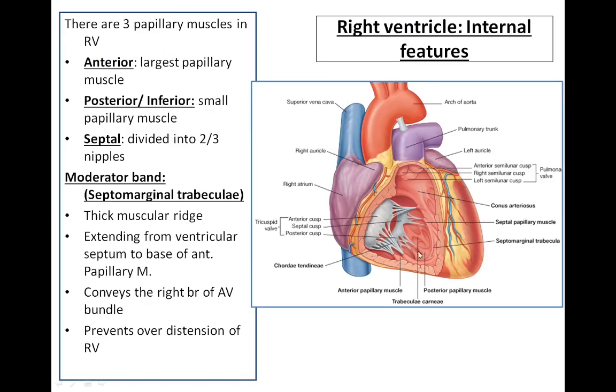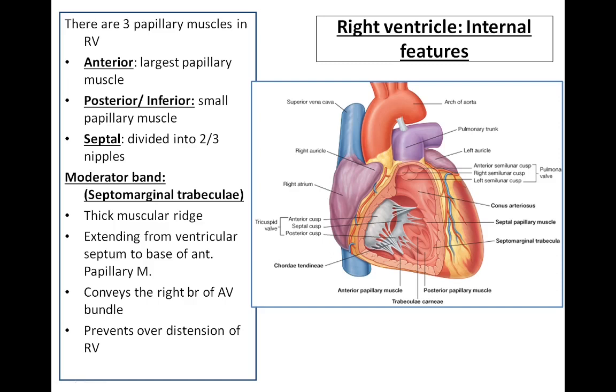If it is coming from the inferior surface or posterior surface, then we give the name inferior papillary muscle or posterior papillary muscle. And if it is coming from the septal wall, then we give the name septal papillary muscle. The anterior papillary muscle is the largest, while the posterior or inferior one is the smallest papillary muscle.